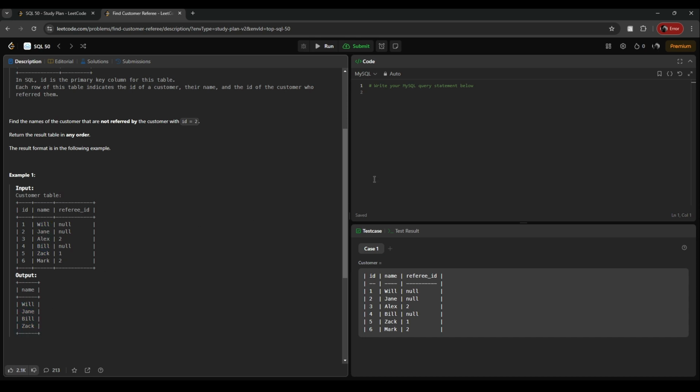Okay, so we need to select name from customer where referee ID does not equal 2, or one more condition, or referee ID is null. Because we have three nulls here.